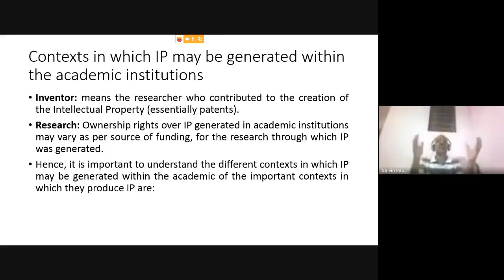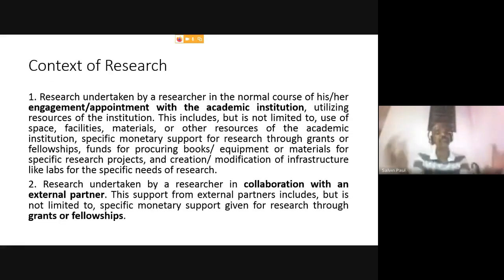But there is one most important thing. Why does IP become a complex issue in academic institutions? There is the inventor, the researcher, the scholarship fund and collaborators, then industrial collaboration. So there are various stakeholders involved with the research. It becomes important because the academic institution needs to have knowledge of all these stakeholders, how they can be engaged, and how they can be appointed or brought into the academic institution.